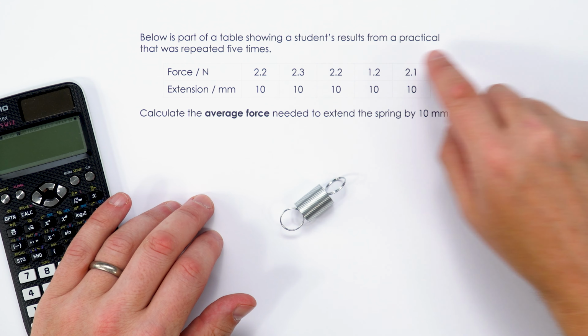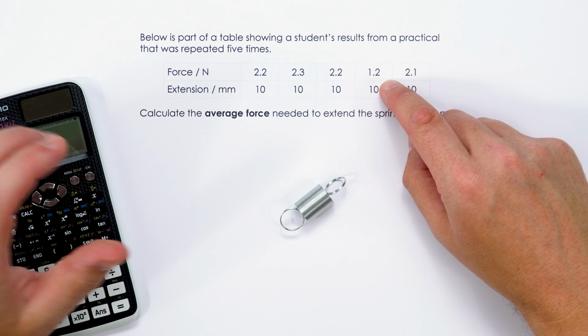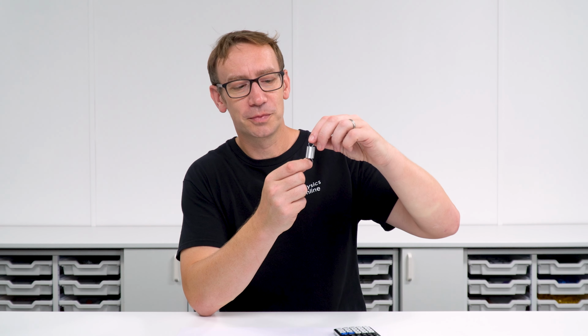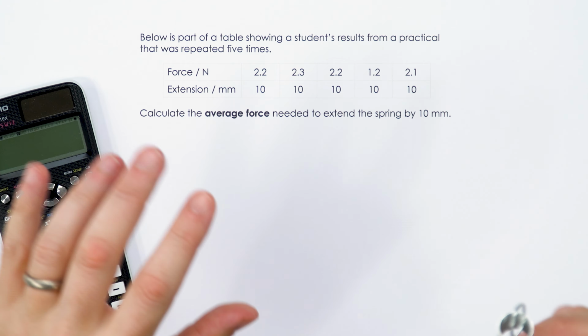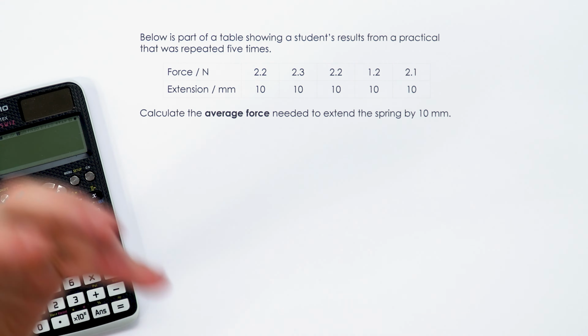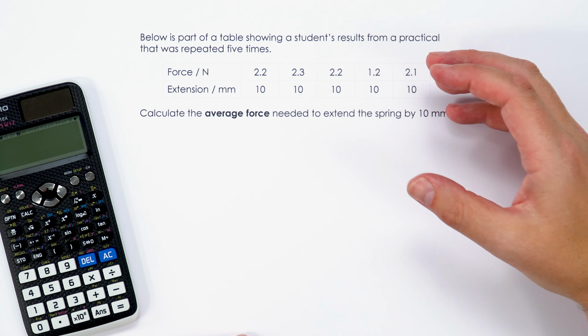In this example here we've got a small table of data with information about the force needed to extend a spring by 10 millimeters. Now this is the kind of thing that you might take if you're doing an experiment, or the kind of thing you might see in an exam question.